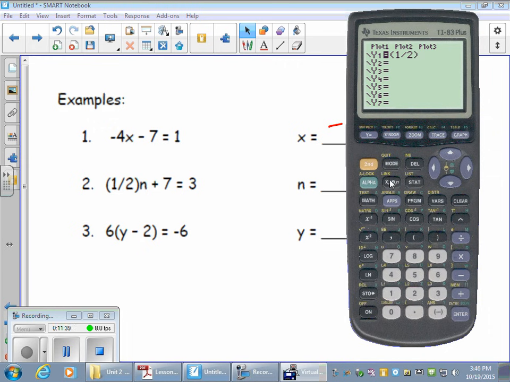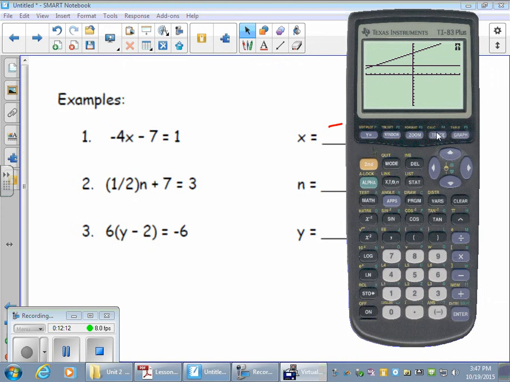Now it says n. You may say, where's n? Don't worry about what letter I have on the paper. We're always going to use x on the calculator. We don't need to type in all the different letters on the calculator. That's ridiculous. We always are going to use x. So 1/2 x plus 7. That's the left-hand side of our equation. Go down. Now I'm going to type in 3 for the right-hand side, and that's the second equation graph. They intersect. I can take a guess that they intersect around here, around negative 8, negative 9, maybe.